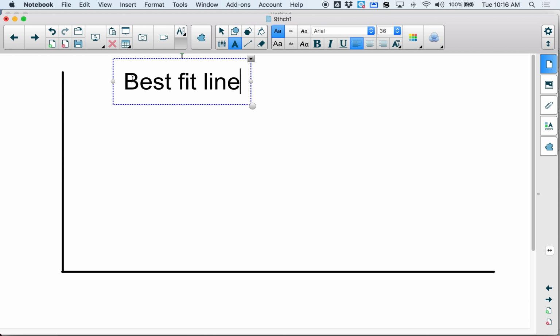Guess what your homework is? Draw a best fit line on your graph. Okay? You have to use a straight edge. There's lots of things that you can use for that. And you have time to get this done right now, so you don't have to do it while I'm walking over to stamp your paper.